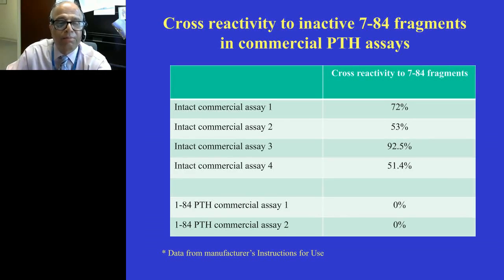There's a recent assay that has been developed because of the different species of molecules that circulate. The one that interferes with most of the commercially available intact assays is the 7 to 84 fragment, but the newer and most sensitive, what I call the high sensitive intact PTH assay developed by Diasorin, has 0 reactivity to the 7 to 84 fragments, and probably this will prove to be the best in clinical practice.